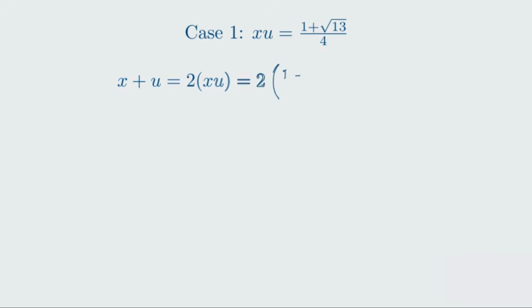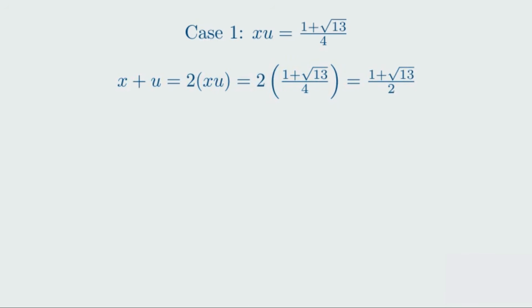We now have two cases to consider, corresponding to the two values of v we just found. Let's start with the first case. Case 1: v equals xu equals 1 plus the square root of 13 all over 4. We also have the identity we discovered: x plus u equals 2v. Using our value for xu, we find that x plus u equals 2 times the quantity 1 plus the square root of 13 over 4, which simplifies to 1 plus the square root of 13 over 2.